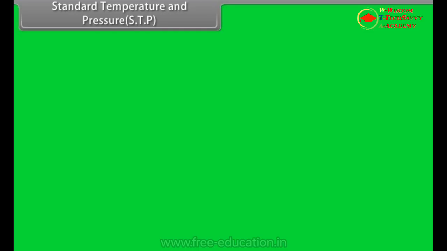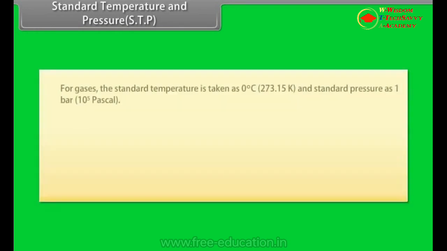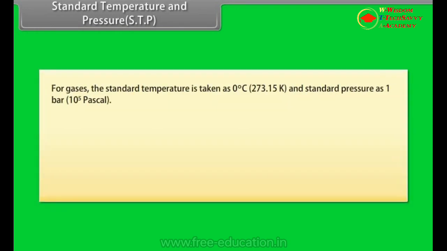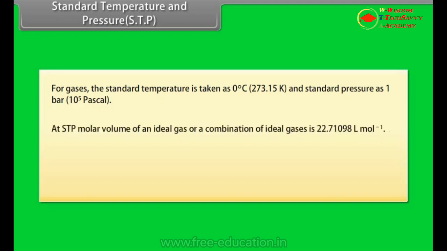Standard temperature and pressure, STP. For gases, the standard temperature is taken as 0 degrees Celsius or 273.15 Kelvin, and standard pressure as 1 bar or 10^5 Pascal. At STP, the molar volume of an ideal gas or a combination of ideal gases is 22.71098 liter per mole. Another unit for pressure measurement is torr. 1 torr is equal to 133.322 Pascal.